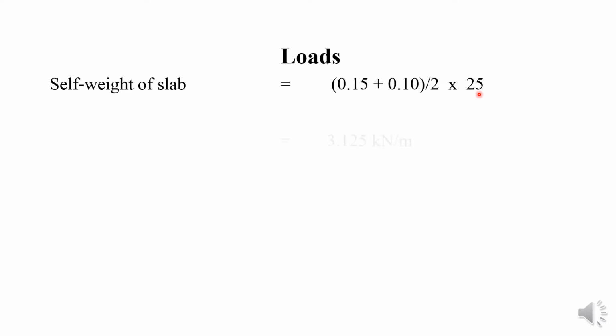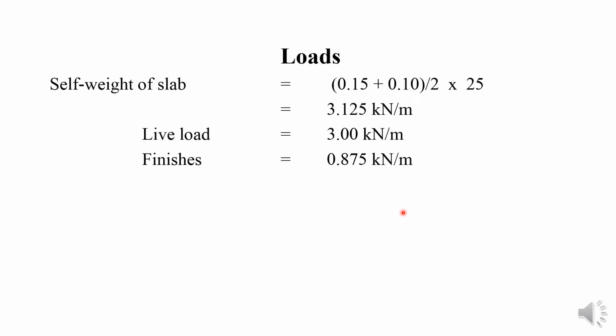Next we have to calculate the loads. The self weight of the slab we calculate using the average value: at the fixed end we have a depth of 150 mm, at the free end we have 100 mm. So 0.15 plus 0.10 divided by 2, this is the average, into the unit weight of RCC, which is 25. So we will get 3.125 kilonewton per meter. The live load is given in the problem as 3 kilonewton per meter. The floor finishes we take as 0.875 kilonewton per meter. So the total working load will be equal to 7 kilonewton per meter.